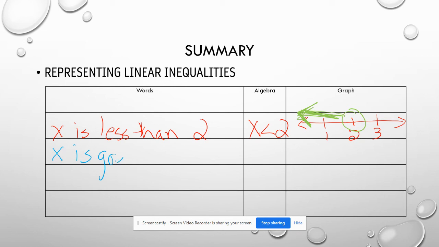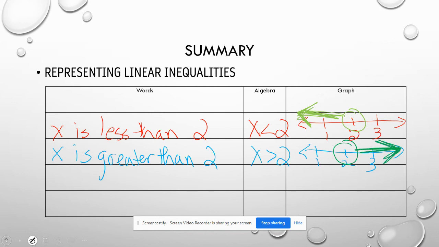X is greater than 2. In algebra looks like this. And on our graph, open circle at 2 again, and now we're going to the right at positive infinity for greater than.